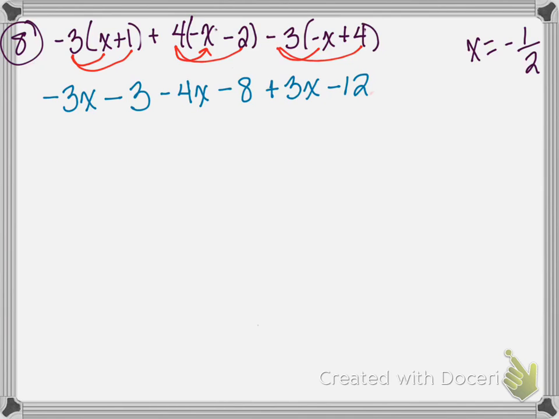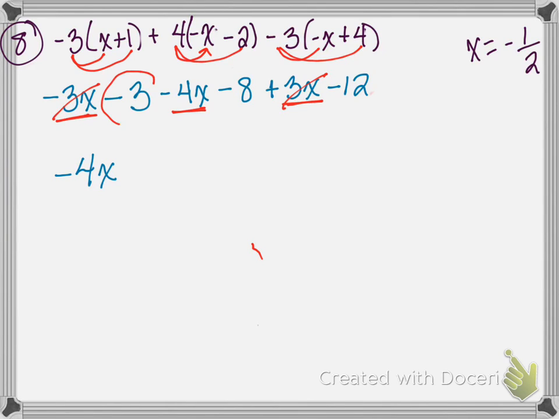Now, at this point, I would have some students come back to me and say, okay, I simplified. But is this completely simplified? No. I have multiple like terms. So here, I have negative 3x, negative 4x, and positive 3x. Now, do you see how I've got a negative 3x and a positive 3x? What do those equal? 0. Okay, so just mark those out. If you've got opposites like that, mark them out. So now I'm only left with negative 4x.